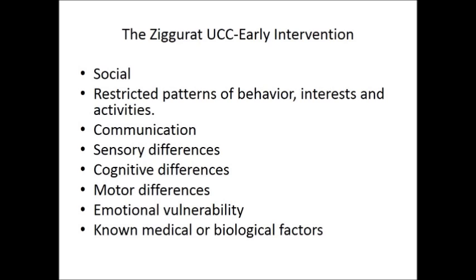The Ziggurat UCC-EI looks at the following areas: social, restricted patterns of behavior, interests, and activities, communication, sensory differences, cognitive differences, motor differences, emotional vulnerability, and known medical or biological factors. Later in this workshop, we will learn more about the Ziggurat model.